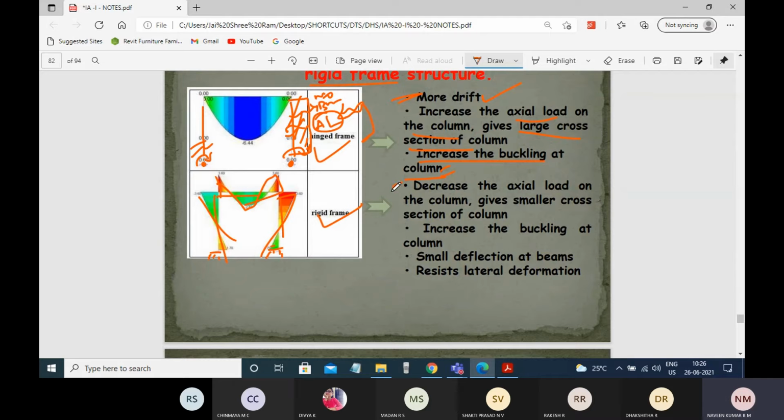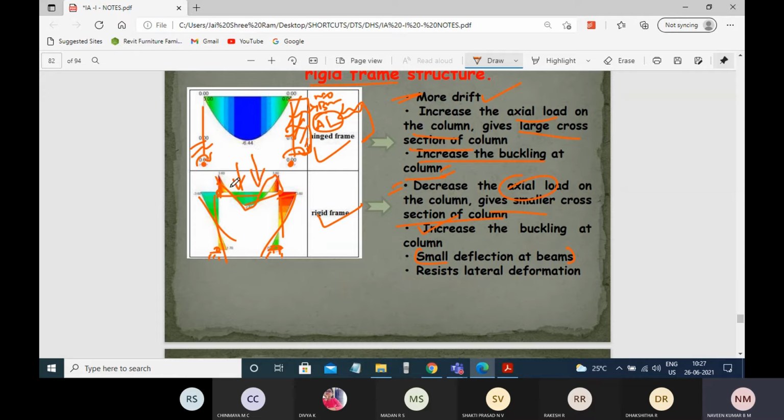Coming to the fixed one, it decreases the axial load because bending moment will be there, right? The joints are rigid. Because of a smaller axial load, you can expect a smaller section of the column, and it resists the buckling of the column. And small deflection at beams, because of rigid joints over here as well as over here.